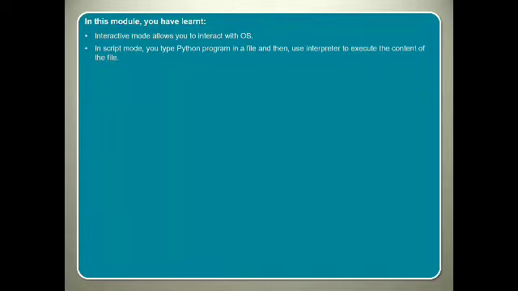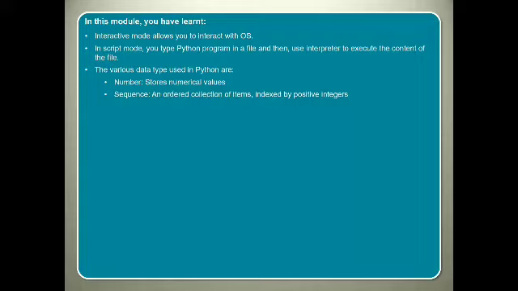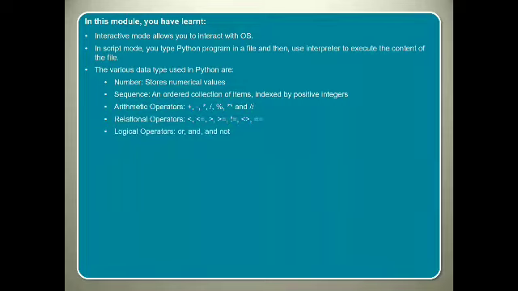In this module, you have learned interactive mode allows you to interact with OS. In script mode, you type Python program in a file and then use interpreter to execute the content of the file. The various data types used in Python are number to store numeric values, sequence selection of items indexed by positive integers, arithmetic operators, relational operators, logical operators, assignment operators.